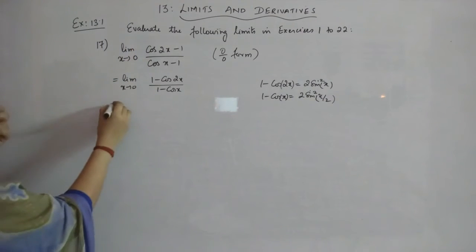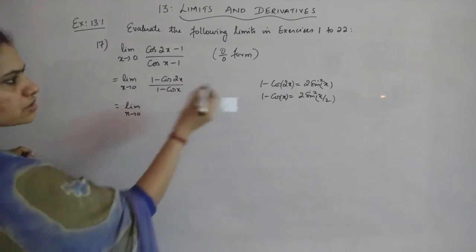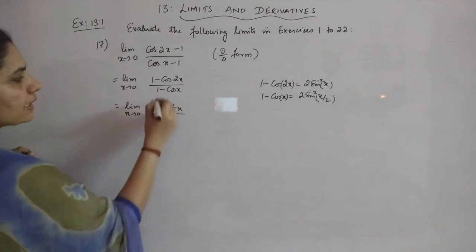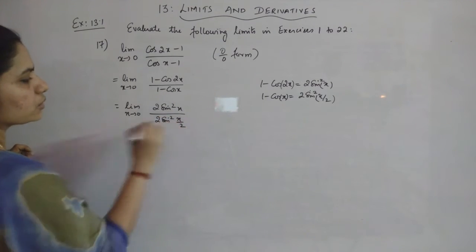Okay, now we will just replace the formula. So it becomes limit x tends to 0, 1 minus cos 2x will give you 2 sine square x divided by 1 minus cos x will become 2 sine square x by 2.